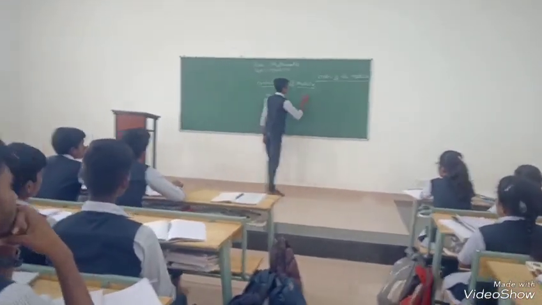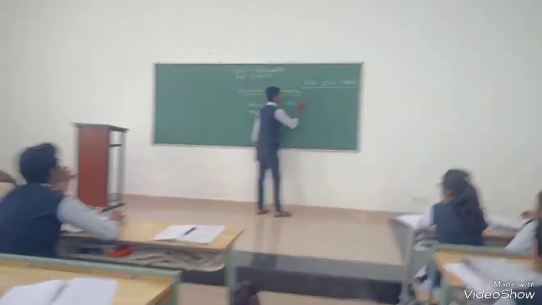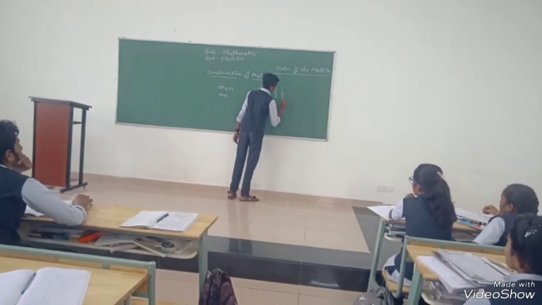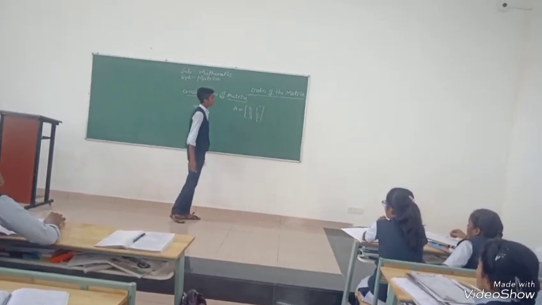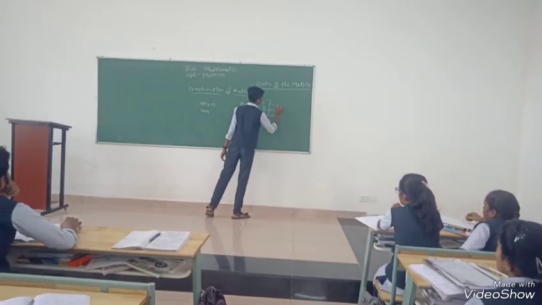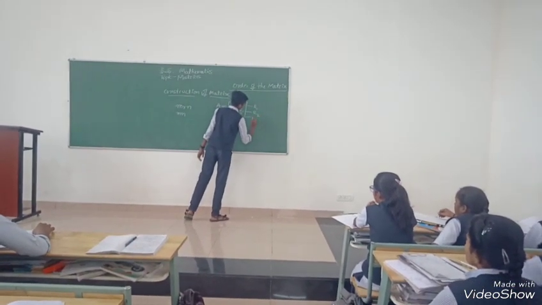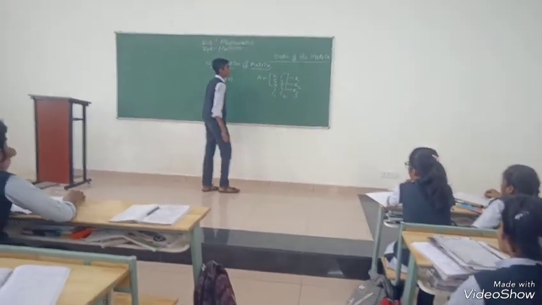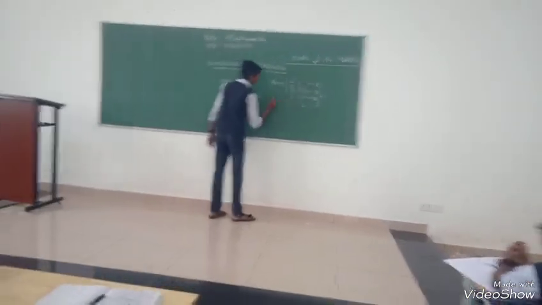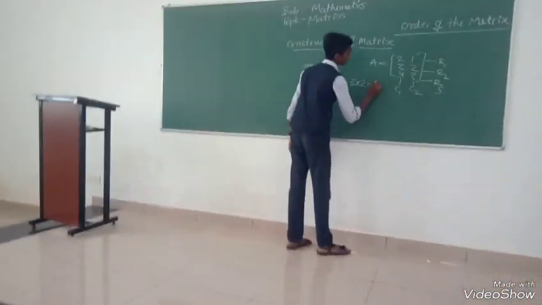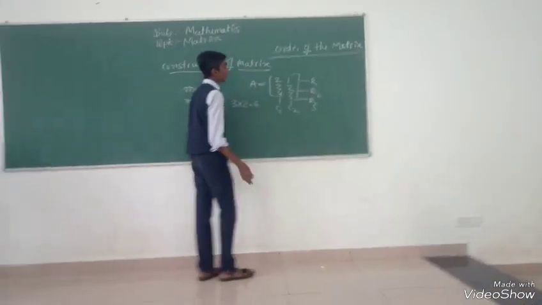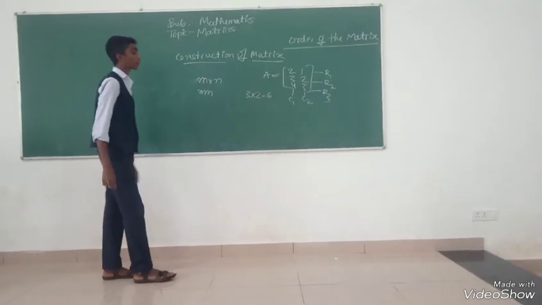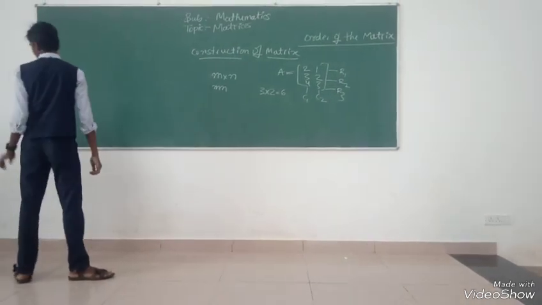For example, a matrix consists of 6 elements. Like this, it consists of 3 rows and 2 columns. Then it consists of 6 elements. You can count 1, 2, 3, 4, 5, 6 elements. Like this, you can take any example for calculating the number of elements present in the matrix.